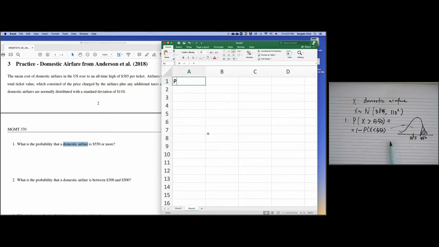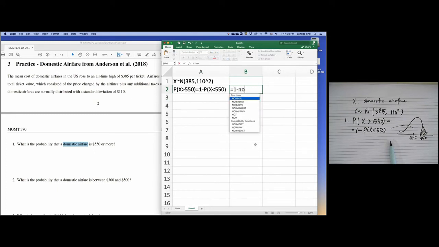For this case, X follows a normal distribution with mean 385 and standard deviation 110. Right here you have every piece of information that you need. The first question: P of X, domestic airfare, greater than 550. This is the right side area, so you have to use 1 minus P of X less than the value. With this you can compute: equals 1 minus norm.dist.